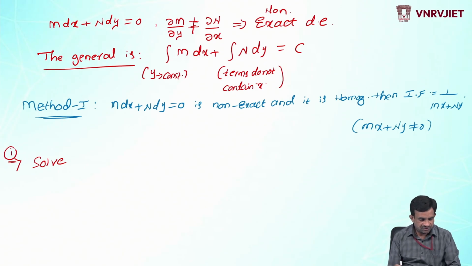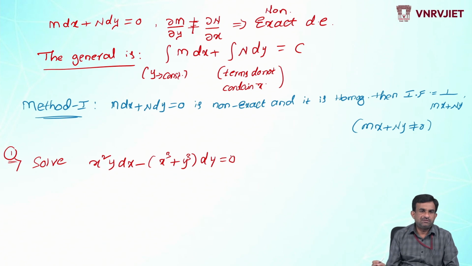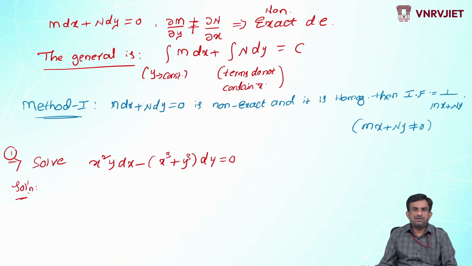Solve the differential equation x square y dx minus (x cube plus y cube) dy is equal to 0. So this is a first order first degree differential equation. We want to find the solution of this differential equation. Whatever the differential equation may be, we have to first see whether it is exact or not.